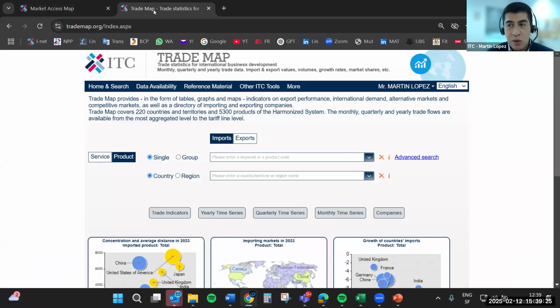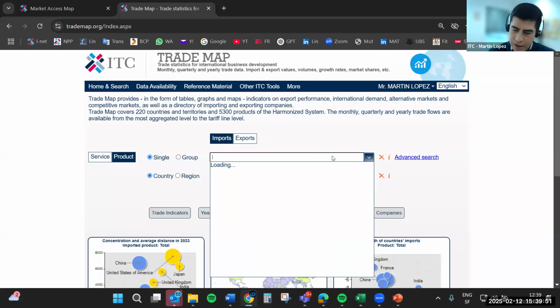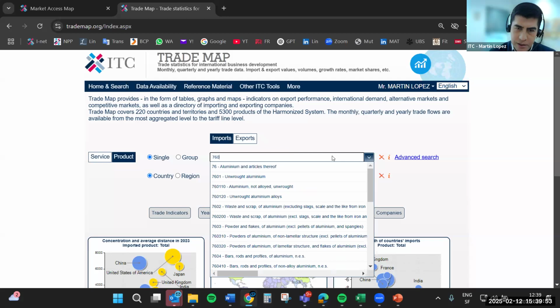So what is Trade Map for those of you who don't know it? It's a report maker. It's a report maker of trade flows, international trade flows between countries classified by product and by sector. For example, let's continue looking at aluminum. And there was this product that I know you export a lot. I saw it, the code was 760110.